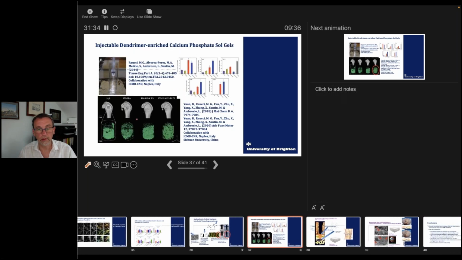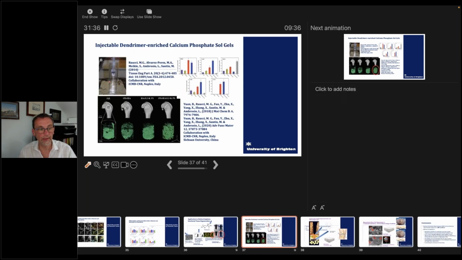And we also included PhenoDrive in injectable material for 3D printing, which was eventually injected also in a rabbit model, showing accelerated regeneration of bone and of differentiation of stem cells into osteoblasts.